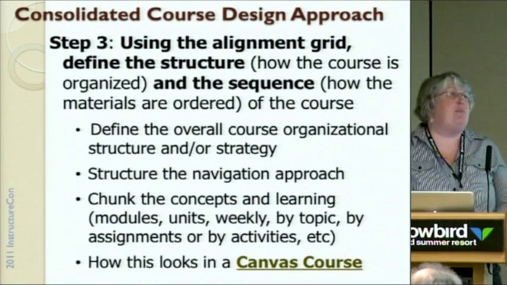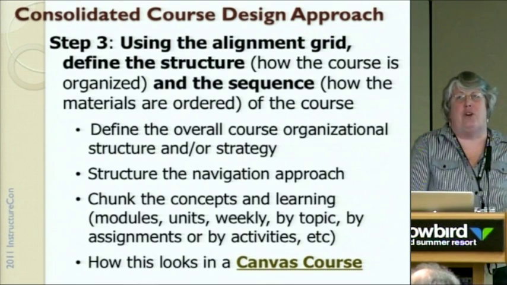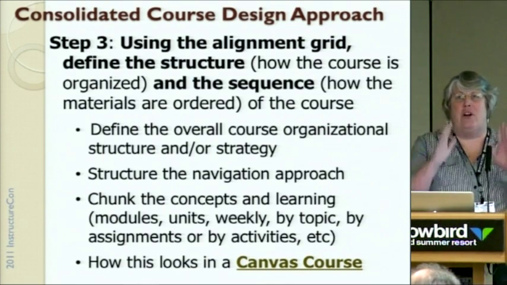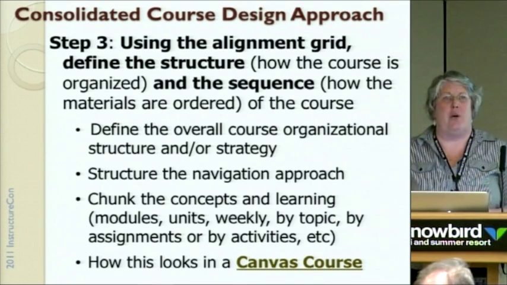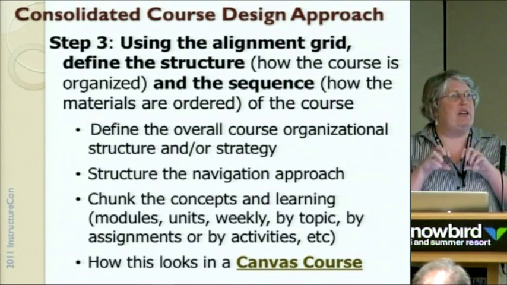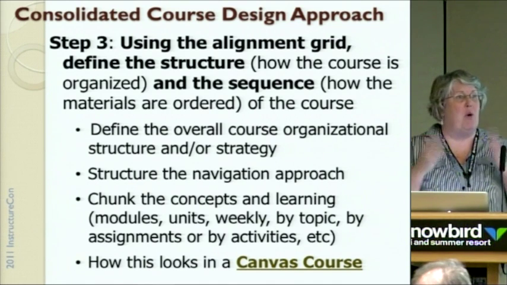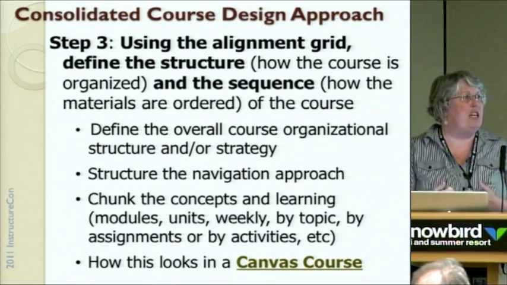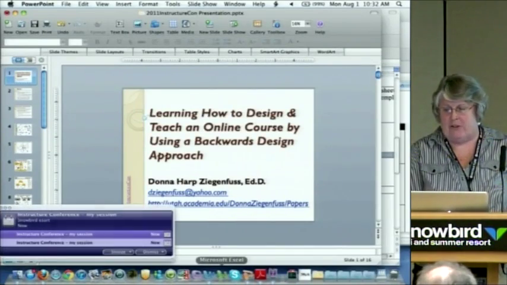Okay. The third step is to use that alignment grid to structure and sequence their course. So once they have all their objectives and their activities and their assessments, then they have to decide what order do these go in? How can I chunk them together into modules? It's all there on the grid. Once they get that grid, it's really much easier for them to do this. And so we're going to look at a Canvas course.